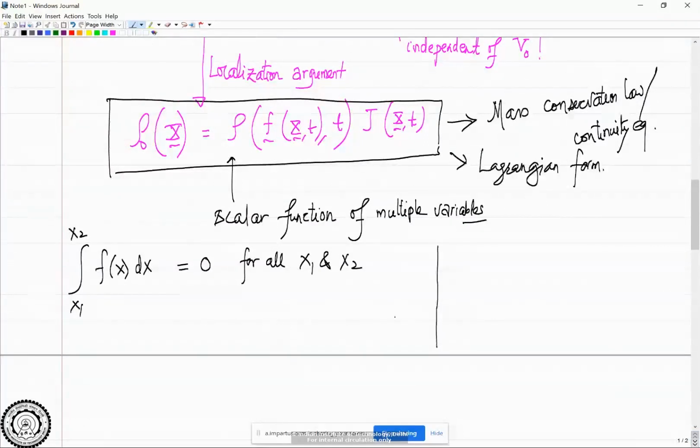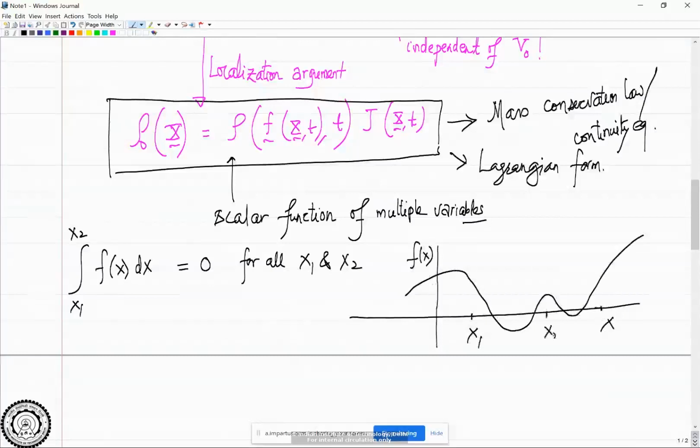So basically, if you plot, let us say, f of x versus x, and you choose some x1 here and another one, maybe here x2. In this domain, when you integrate, it's simply the area under the curve. The integration is the area under the curve. So here you have positive area as well as negative area, so the integral is vanishing.